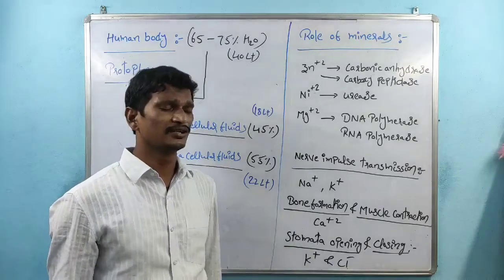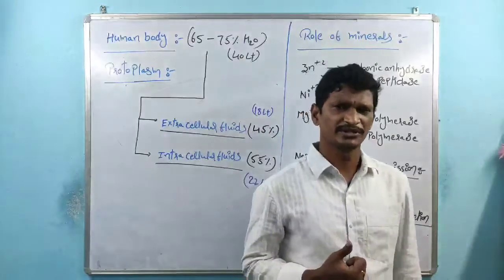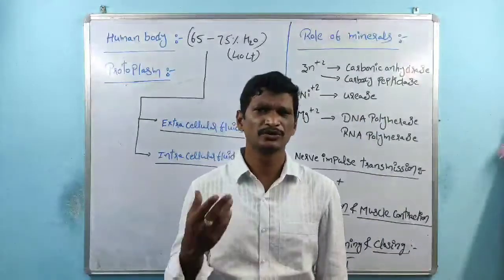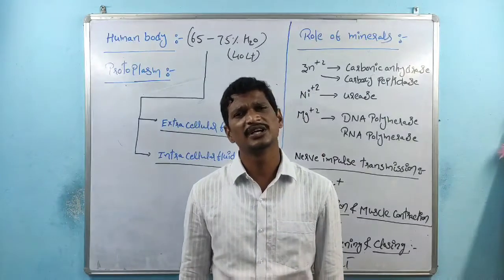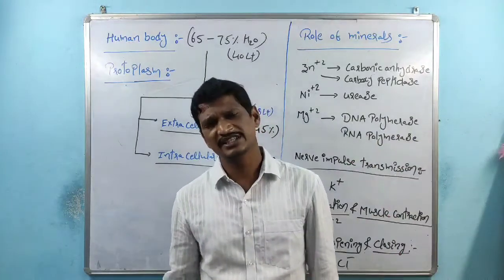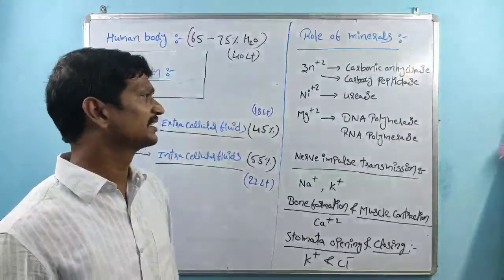And the next one is nickel and the urease enzyme. In our body, urea formation takes place; there is a urea cycle. Urine formation, we know the urine contains urea. The urea formation is done by the urease enzyme, and the urease enzyme is activated by nickel.